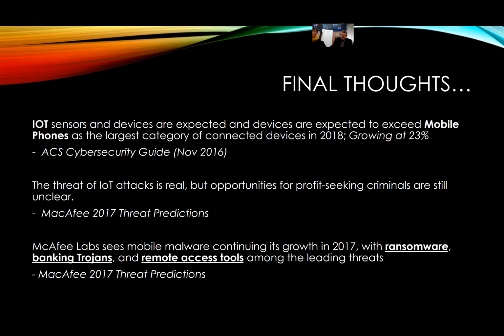The opportunities for profit-seeking criminals are certainly unclear as to what they get out of that. You know, reputational damage maybe for the people or the devices involved, perhaps. It's yet to come. There are a few comments in the McAfee threat predictions paper. Additionally, as mobile malware continues its growth throughout this year, we notice a trend: it's teaming up with ransomware, banking trojans, and remote access tools. There's one I've cited earlier in the presentation, a remote access tool on a mobile. So these are some of the leading threats that have been predicted for the next year or two.